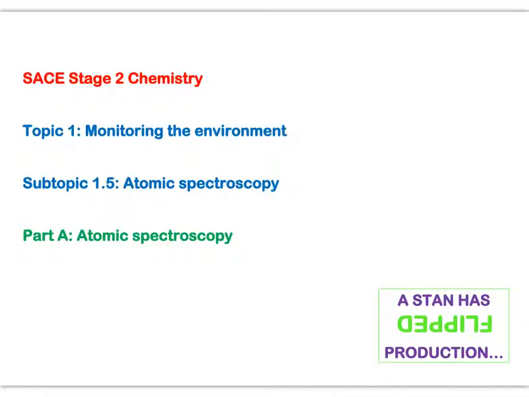It's actually able to detect elements, and particularly metals, down to the parts per million level, so that's milligrams per litre. So it can detect things at very, very low concentration, and that often makes it useful for analysing environmental chemistry type samples, hence why it's in the monitoring the environment topic, but also in industry and mining and that sort of thing. This atomic spectroscopy, particularly atomic absorption spectroscopy, which is the one we're going to mainly concentrate on, gets used a lot. Let's get into it.